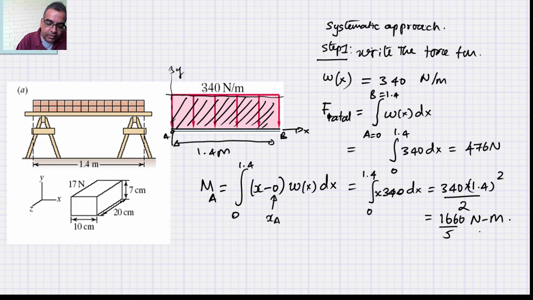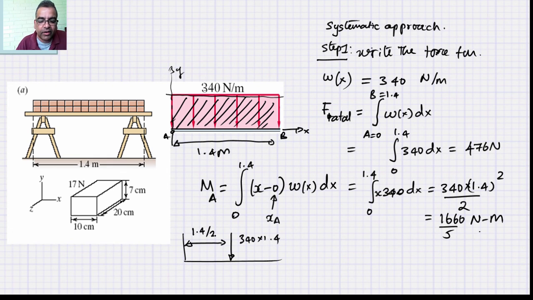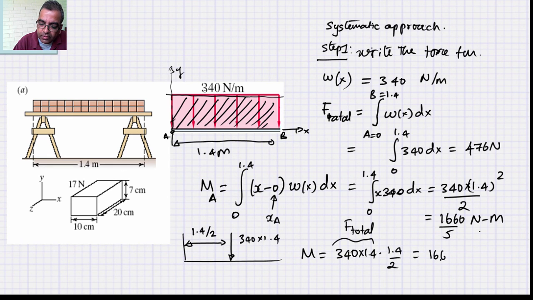You could have done this in a different way. You could have said this is equal to a single force of magnitude equal to the area, 340 times 1.4, acting at a distance of 1.4 over 2, the centroid of a rectangle, right? So you can calculate the moment equals 340 times 1.4, which is the force, times 1.4 divided by 2, which turns out to be 1666 over 5 Newton meters.